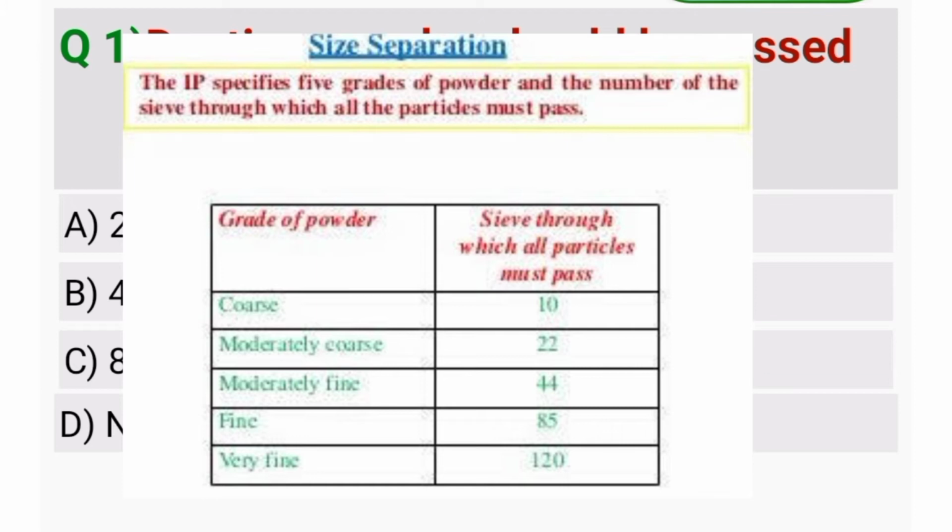If the question is asked about the fine powders, the answer will be 85. If it is moderately fine powder, the answer will be 44. And if it is moderately coarse powder, the answer will be 22. And if it is a coarse powder, then the sieve number it should be passed through is sieve number 10.